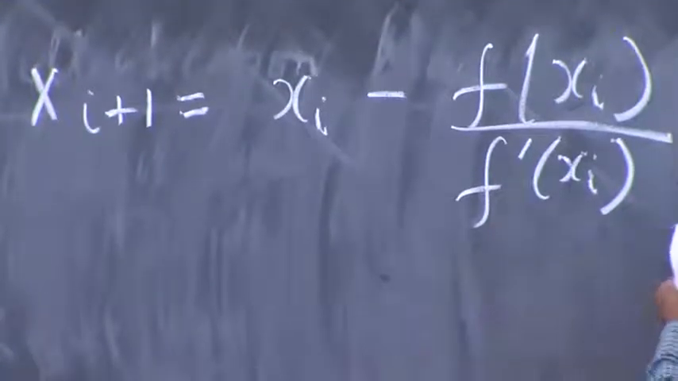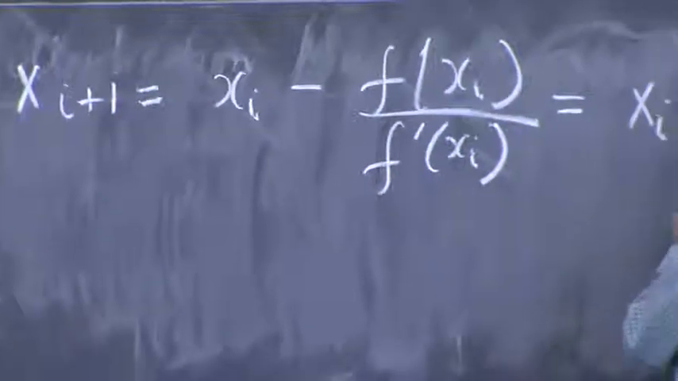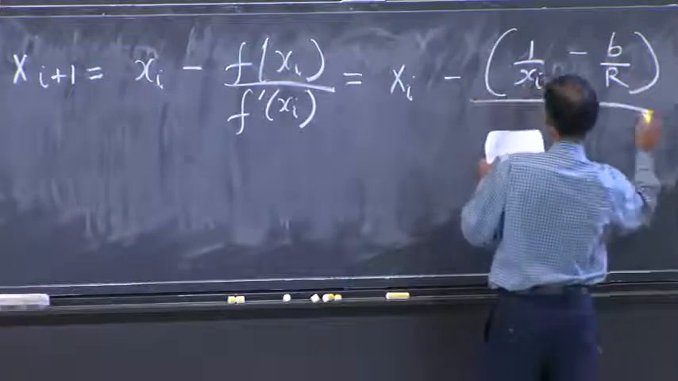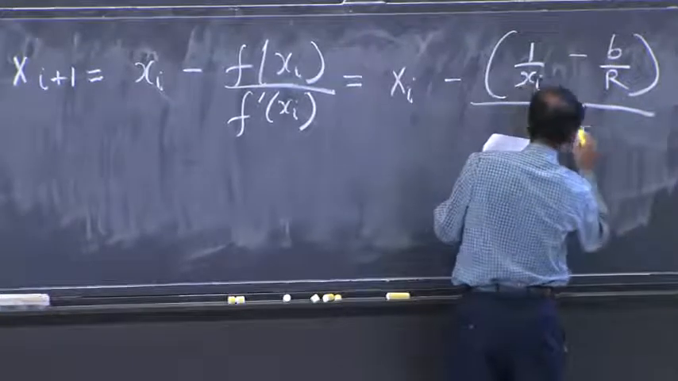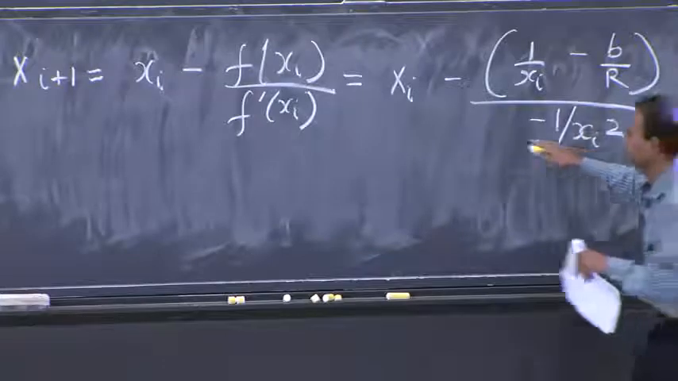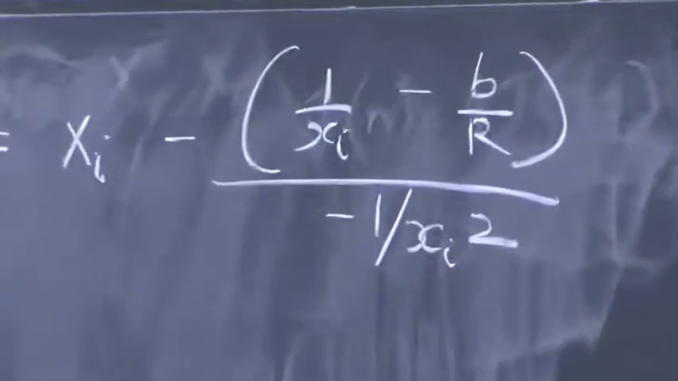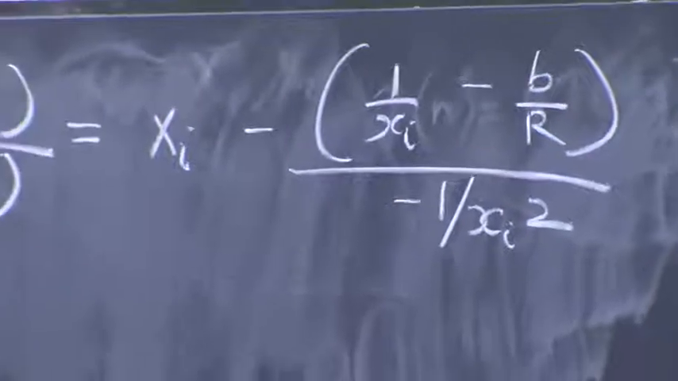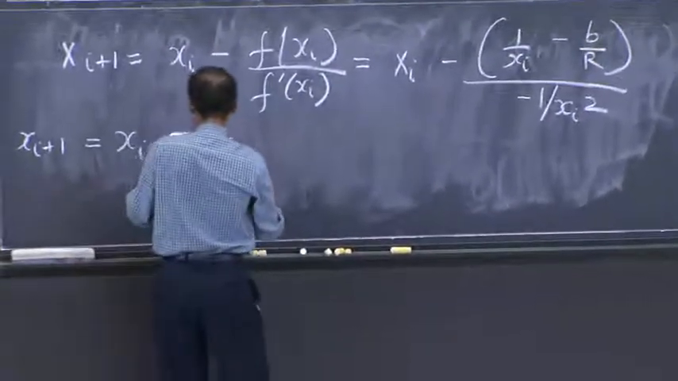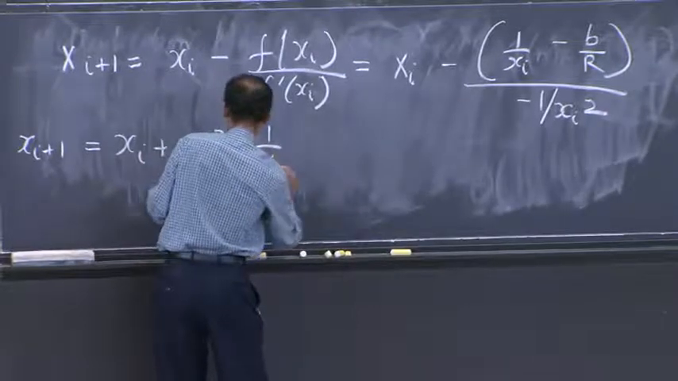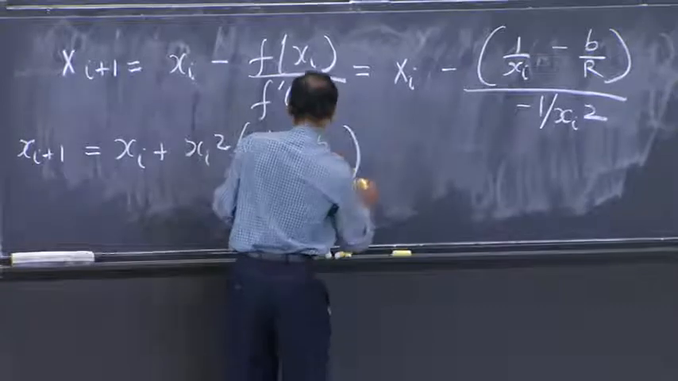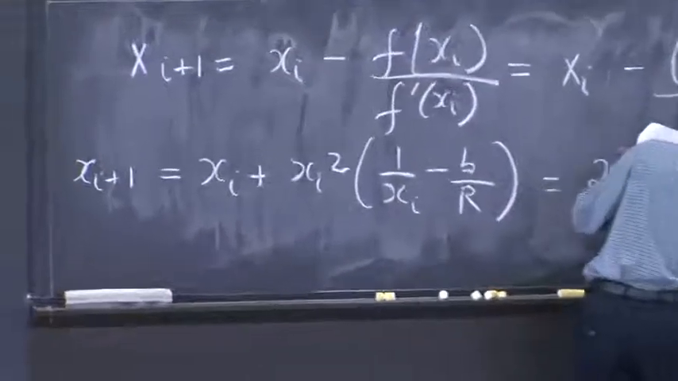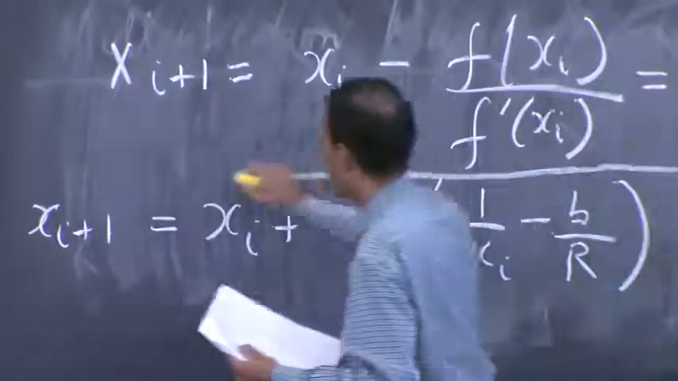And it is worth plugging in the various values here. 1 divided by xi minus b divided by r. That's f of x on top, divided by minus 1 divided by xi squared. Right? So that's the derivative over here. So all I'm doing is plugging things in. But you want to visualize this, because this is really what we need to compute. And we have xi plus 1 equals xi plus xi squared times 1 over xi minus b divided by r. And finally, I get 2xi minus b xi squared divided by r. Right? That is key. This is pretty important.